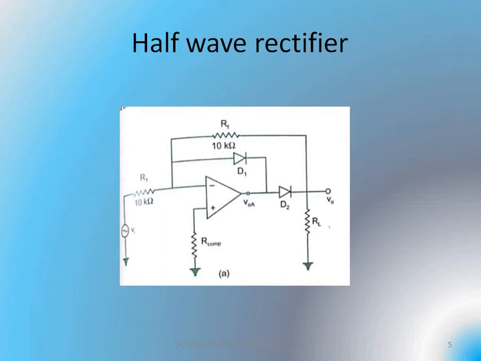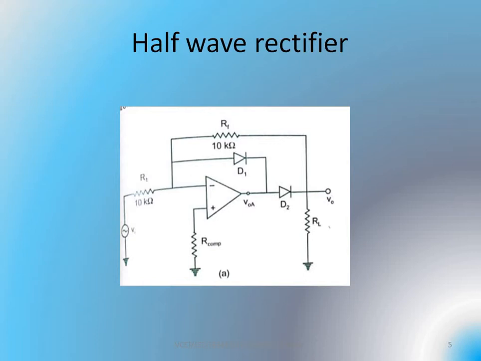So bidirectional input is converted into a unidirectional output. And as the name indicates, in a half wave rectifier only one half of the cycle is rectified and the other half is left as it is. So here the output for the other half is going to be 0, and one half alone will be processed by this circuit.